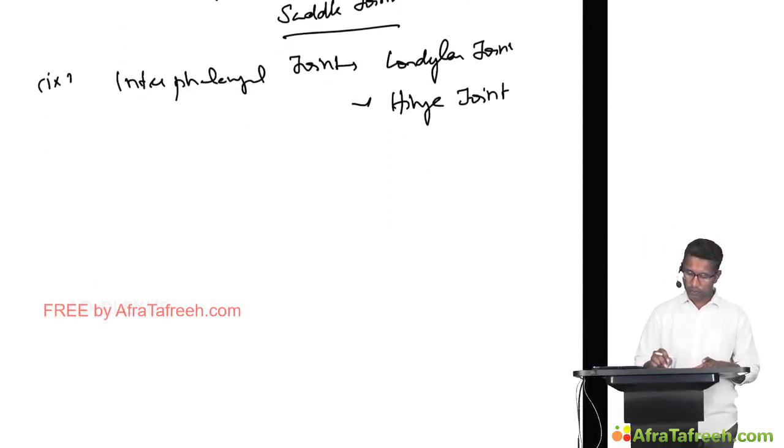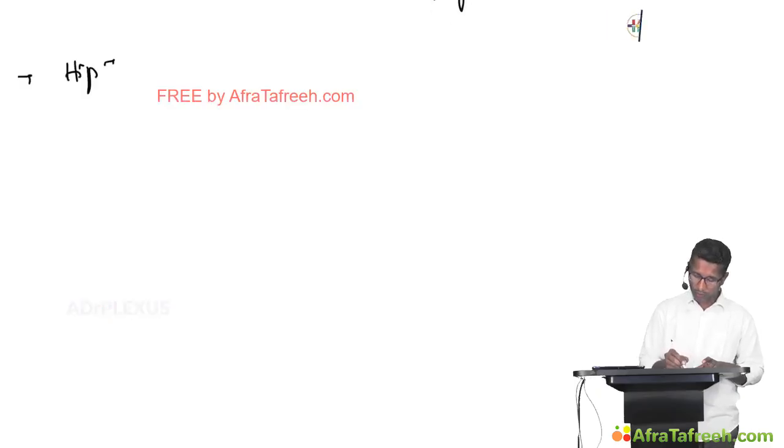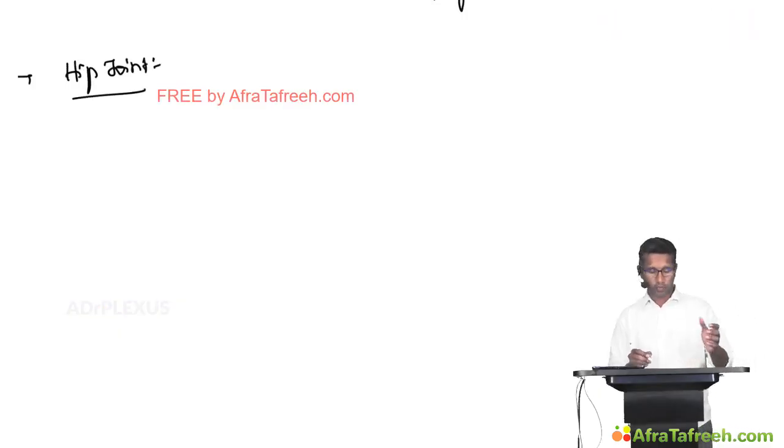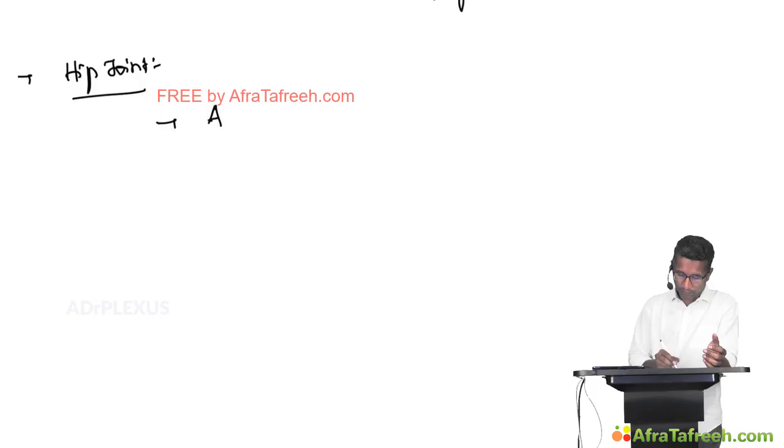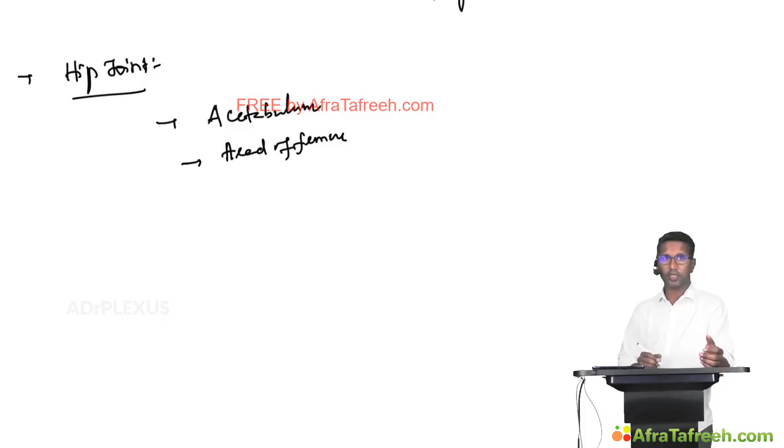Okay, so to conclude the joints, we will just say hello to the hip joint. The hip joint, you all know, is again a stable joint. It is formed between the acetabulum and the head of the femur. So these are the two articulating surfaces here.